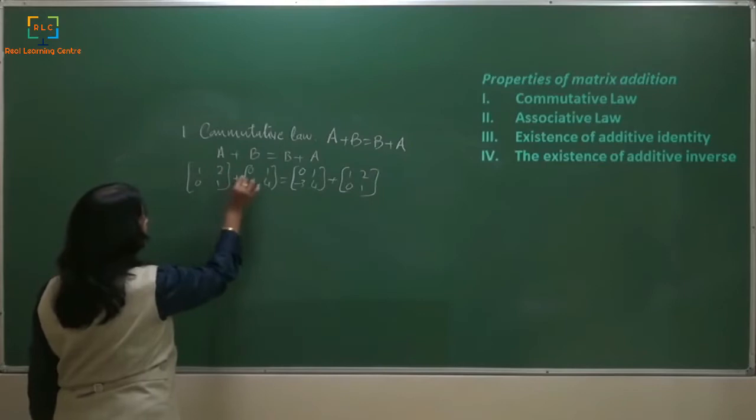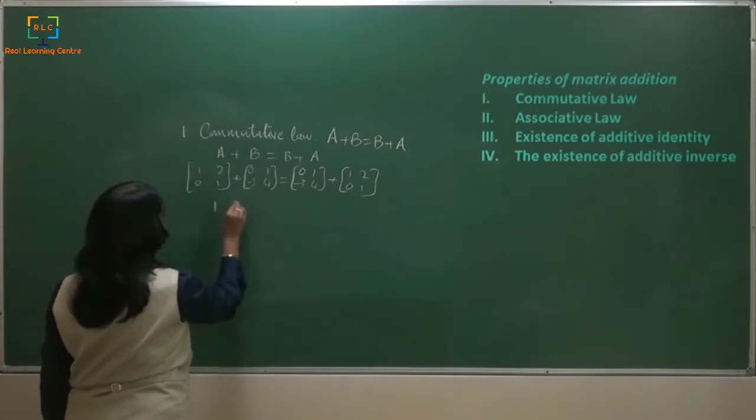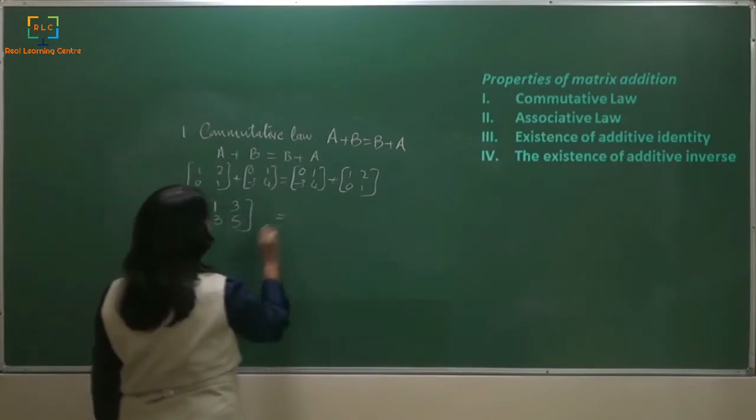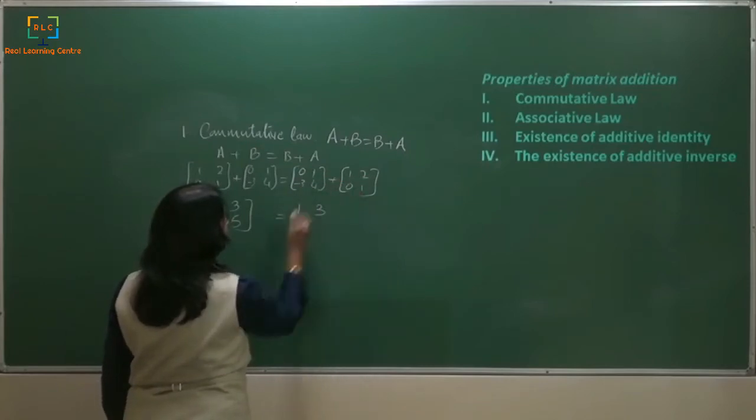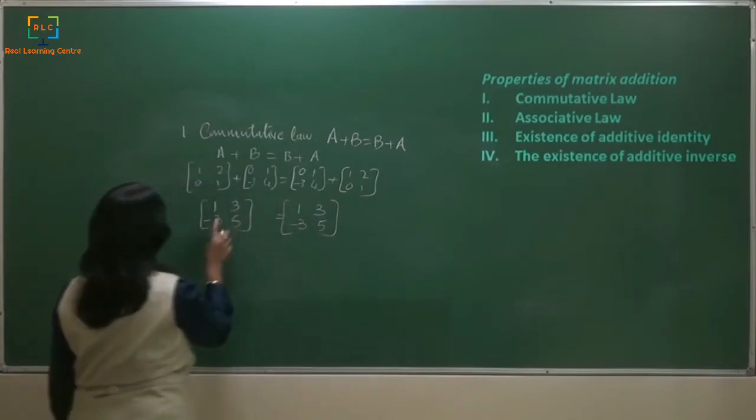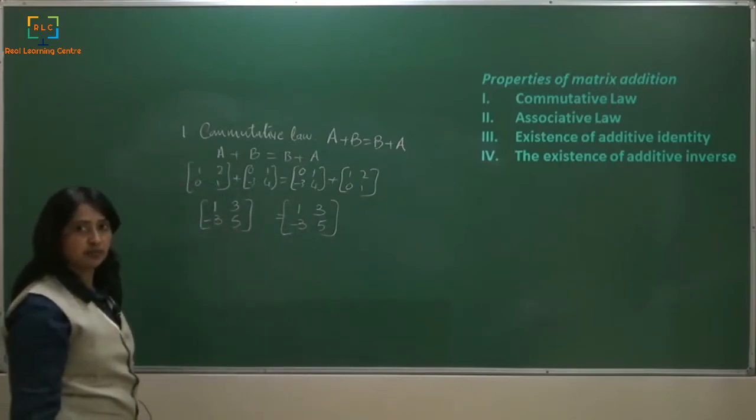Now what is this? 1 plus 0 is 1, 2 plus 1 is 3, 0 minus 3 is minus 3, 1 plus 4 is 5. This is your LHS, is equal to 0 plus 1 is 1, 1 plus 2 is 3, minus 3 plus 0 is minus 3, 4 plus 1 is 5. So this is 1 3 minus 3 5. You see that LHS is equal to RHS.